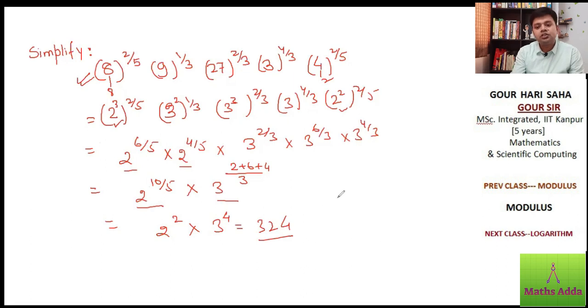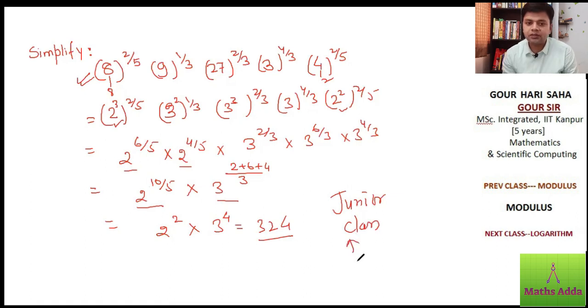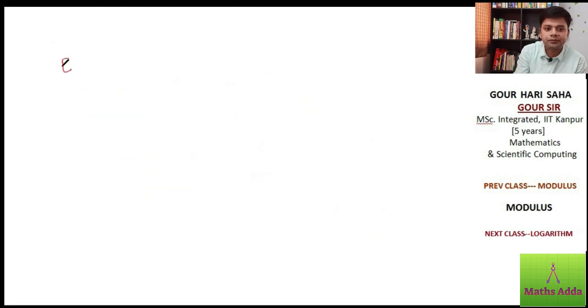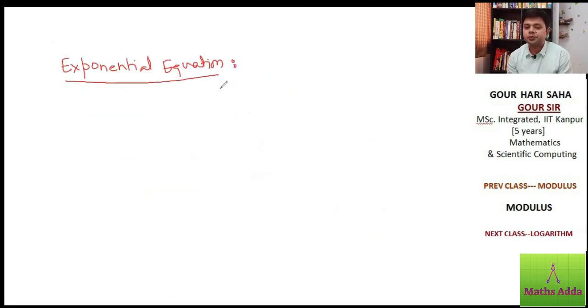This is again junior class, but you must revise junior class things, then we can move ahead. Now moving to exponential equation. Our idea was not to revise laws of exponent. Our idea was to use laws of exponent. That's why I revised in the beginning. Then we will be doing laws of exponent.